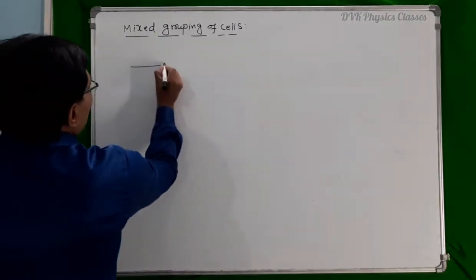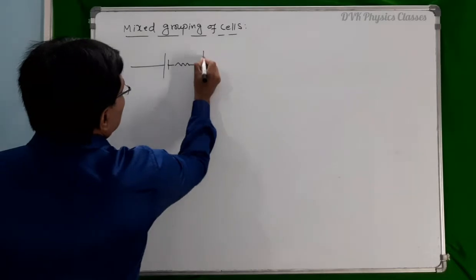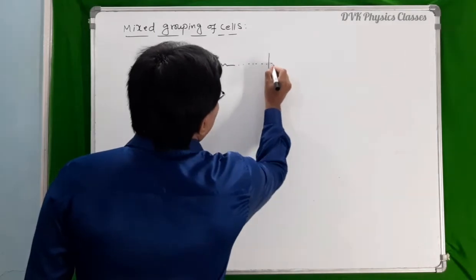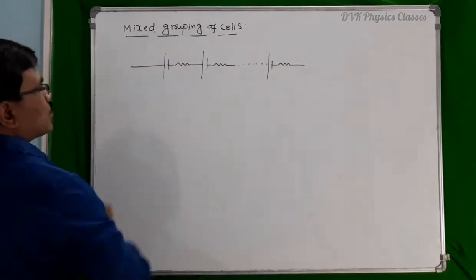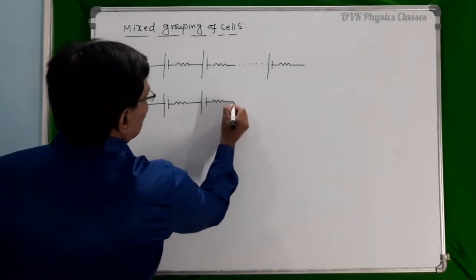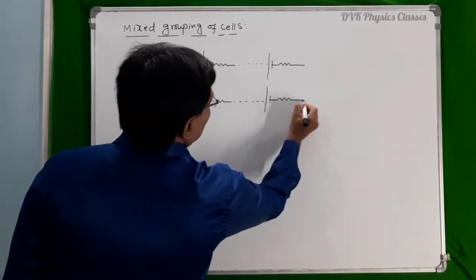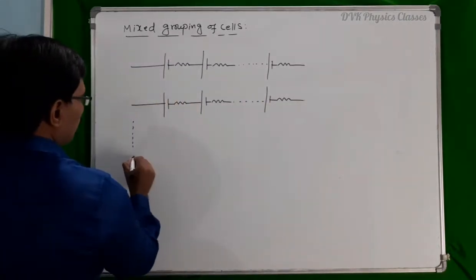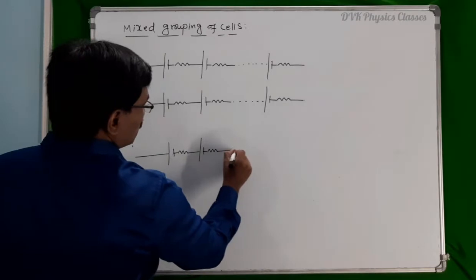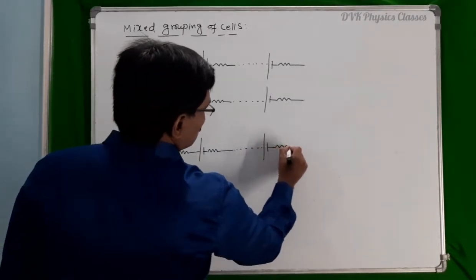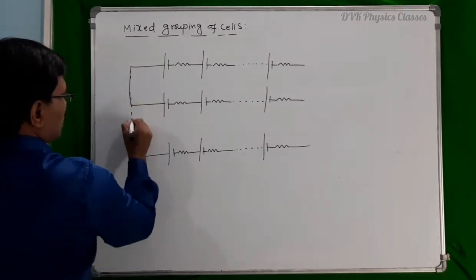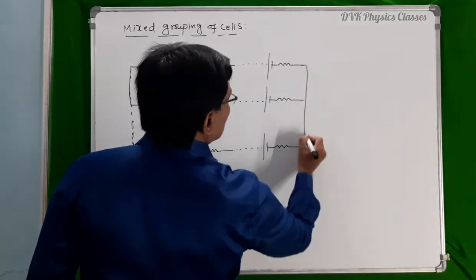So first I am taking a cell with internal resistance, again another cell with internal resistance, and so on. I am taking here n cells. This is the first row. Similarly, I am taking another row with the same n number of cells, and so on. This number of rows continues up to m. So this is the number of cells connected in series as well as parallel combination.